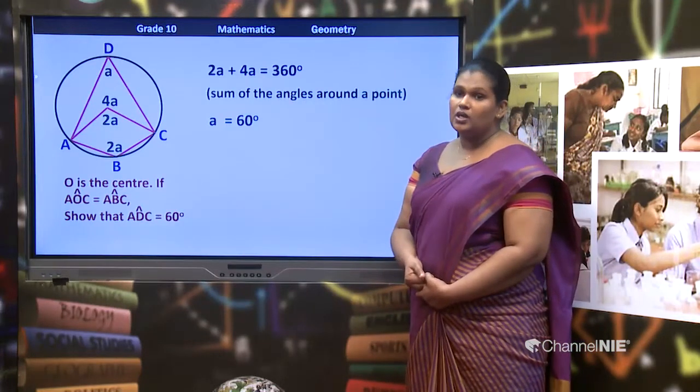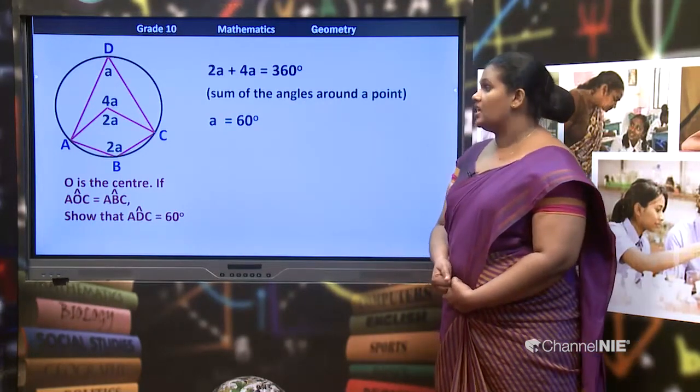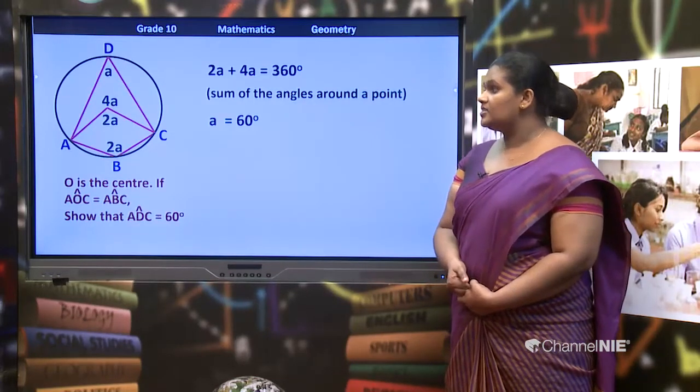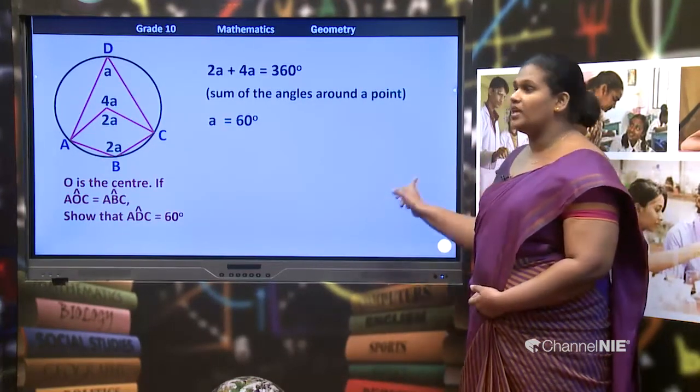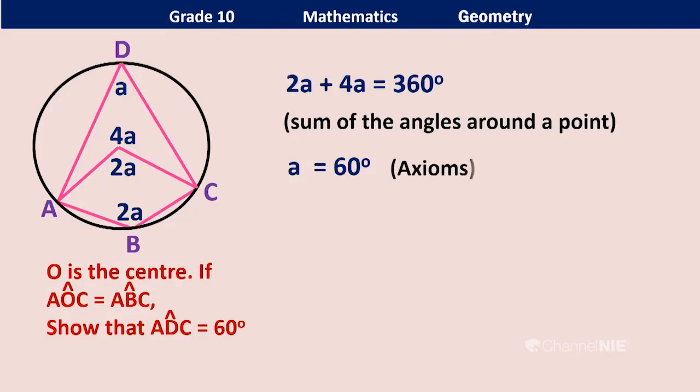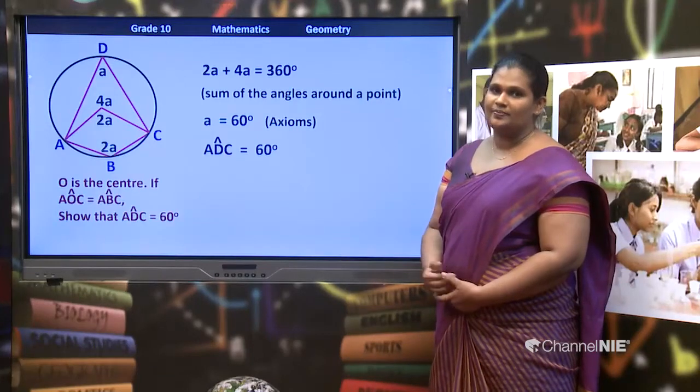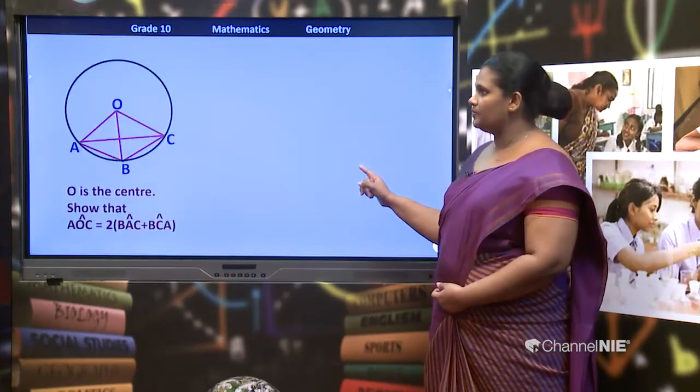So, we know that we got A as the angle ADC. Therefore, we can say angle ADC is equal to 60 degrees. So, that is what we have been asked to find in this question. We have shown that angle ADC is equal to 60 degrees. Right. That is the end of the first question related to proofs. We will move on to another question.